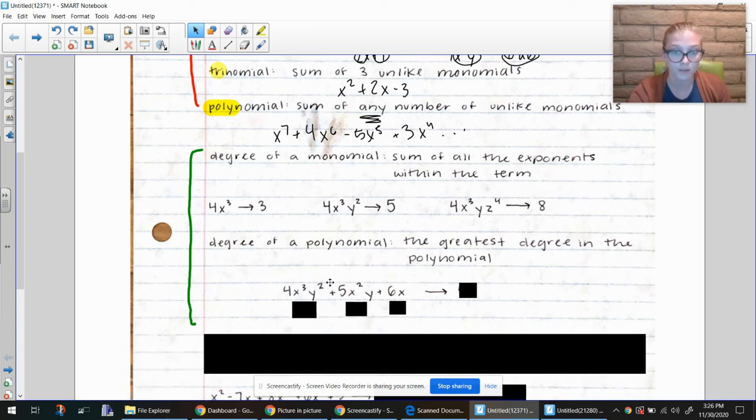So 4x to the 3y squared, the degree of this monomial is 5. X squared y, the degree of this monomial is 3. 6x, the degree of this monomial is 1. So the degree of the polynomial is the greatest degree, which in this case is 5.